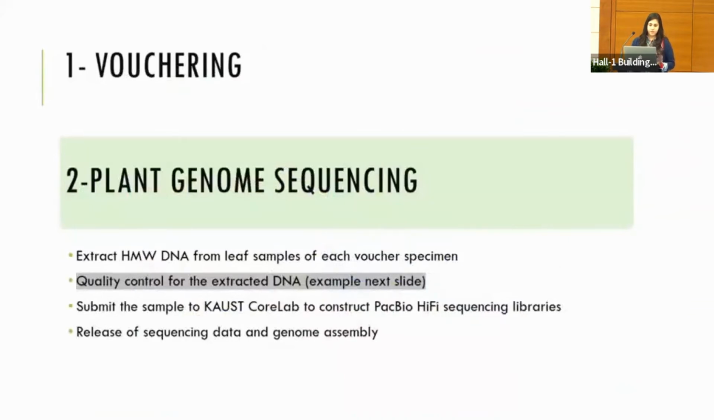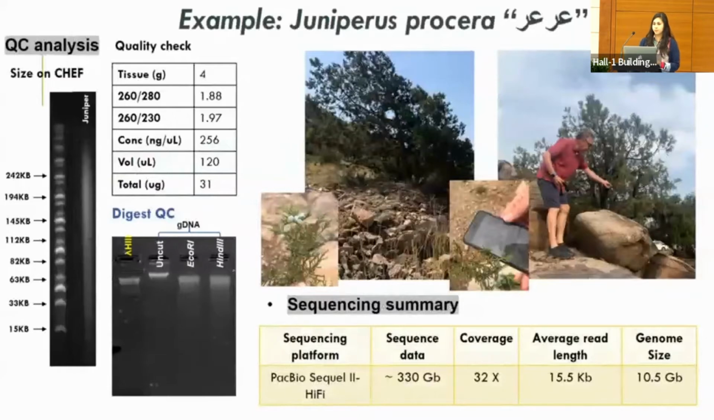So for the plant genome sequencing, I'm just going to show an example of one of the plants that we worked on, the Juniperus procera, known as arar in Arabic. So we isolated the high molecular weight DNA. We did the QC analysis just to make sure that it's okay quality and quantity-wise for the sequencing. And we submitted the samples to the core labs here at KAUST using one of the latest technologies in whole genome sequencing.